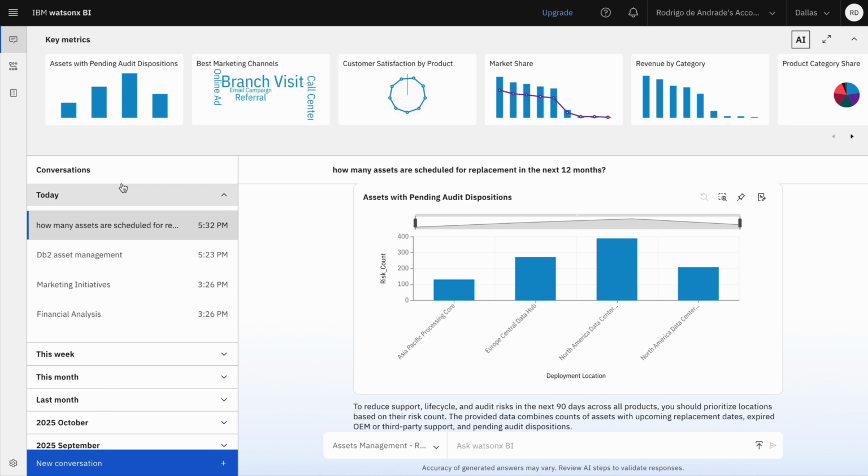And that's it. What you have seen here is not just BI. It's decision support, it's intelligence. With watsonx BI, leaders can move from visibility to understanding drivers to clear actions, all using natural language and governed data. This is how asset management becomes proactive instead of reactive.